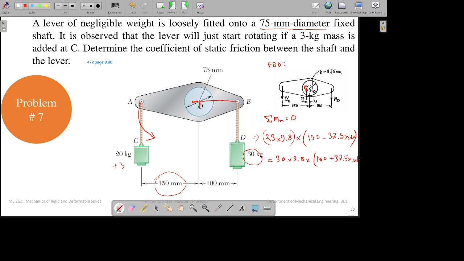I don't know the value of mu, that's why I am keeping it as mu. So you have to find out the static friction. So you have an equation containing only one unknown, and the value of mu will be 0.226 if you solve it. So this was a very simple question.